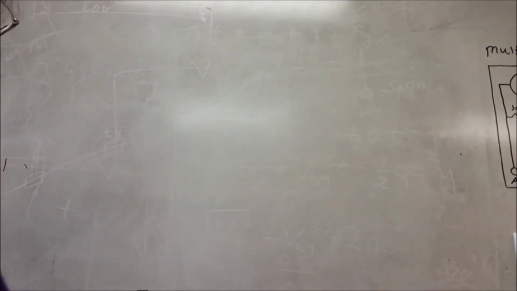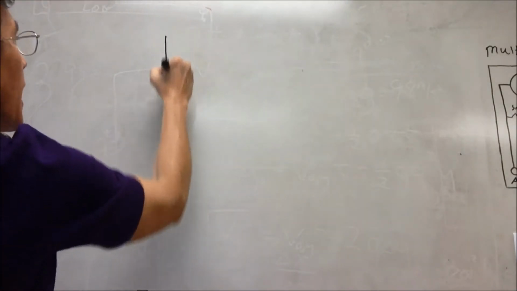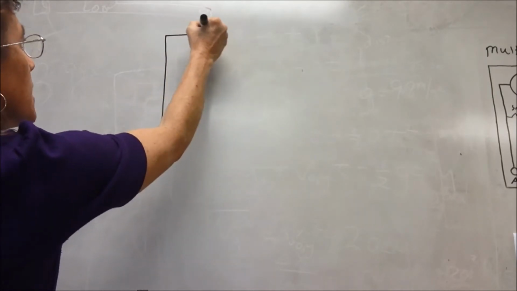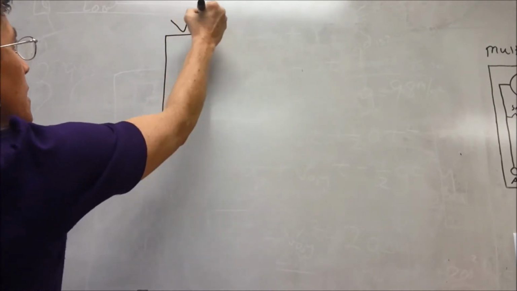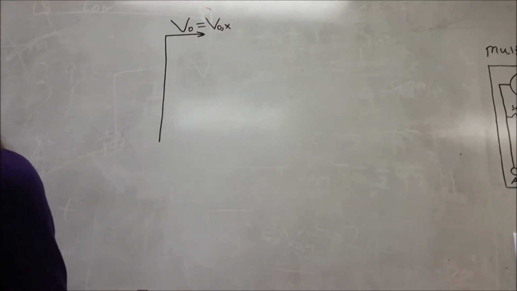In this video, I'm going to demonstrate how to solve a projectile motion problem. I'm going to begin with one that has all of the initial velocity being in the x direction. If you've got the 7th edition of the book, this is problem number 20.